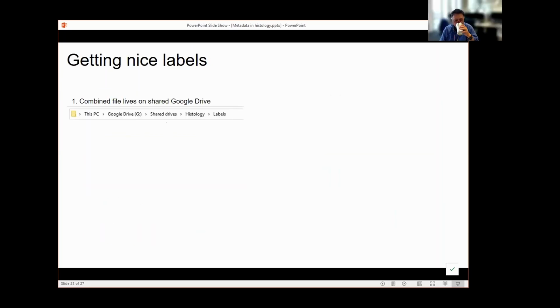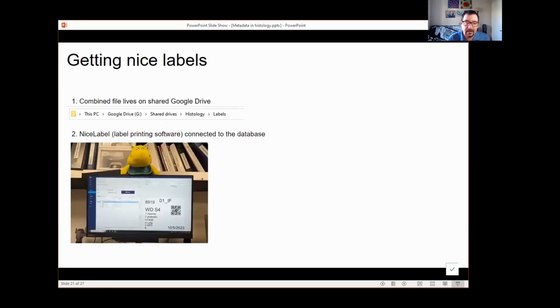So this is how it works on the staff core side in terms of getting nice labels printed. All of the files live together on a shared Google Drive, and we have the Google Drive file stream installed on all of the computers, so we can sync the data in between. The nice label printing software is our favorite one. That gets connected to the Excel database. From that database, we can send data to the cassette printer.